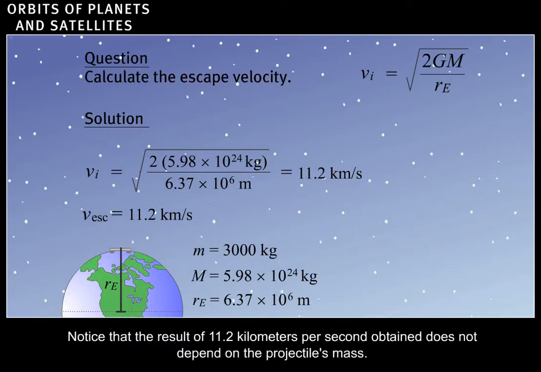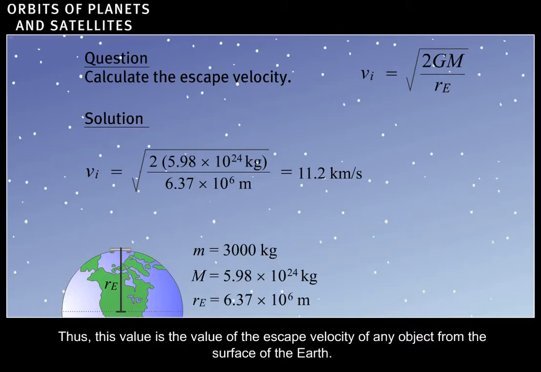Notice that the result of 11.2 kilometers per second obtained does not depend on the projectile's mass. Thus, this value is the value of the escape velocity of any object from the surface of the Earth.